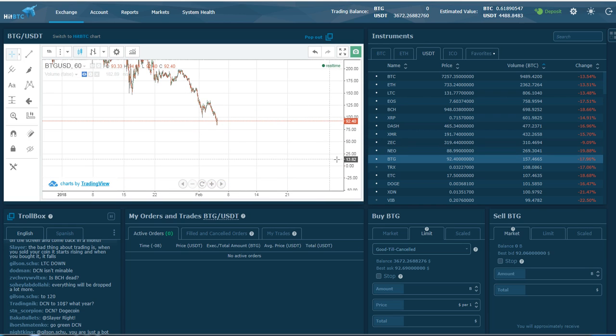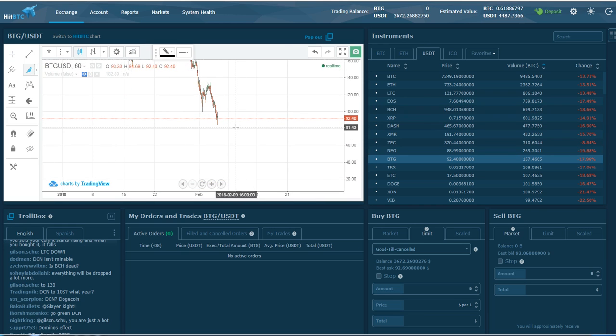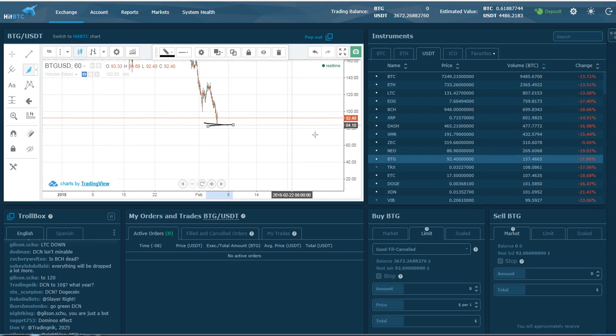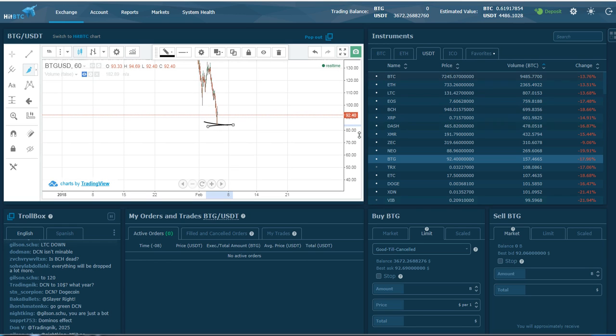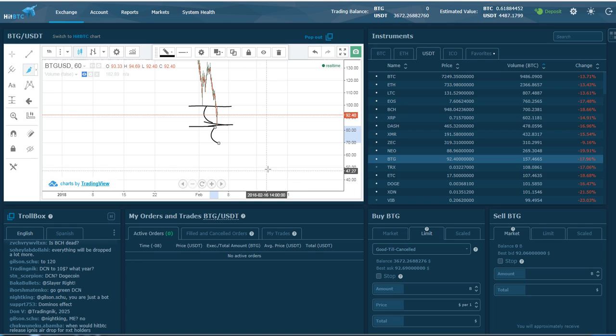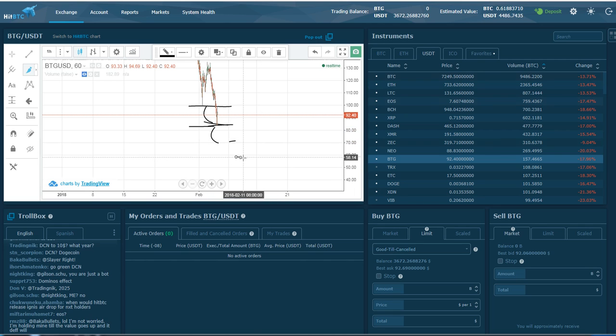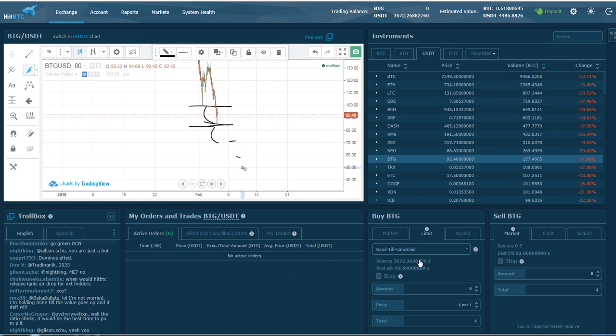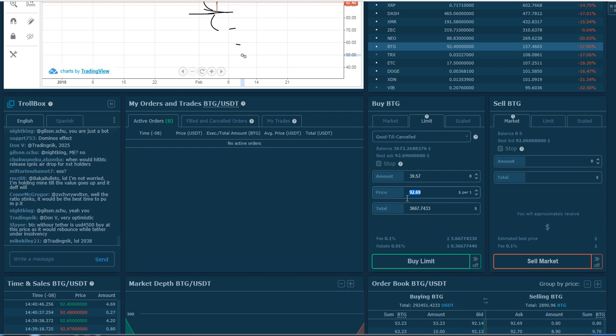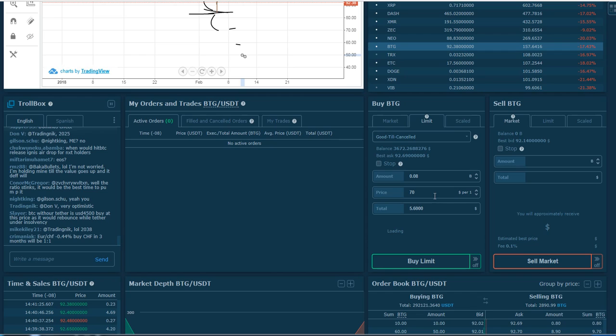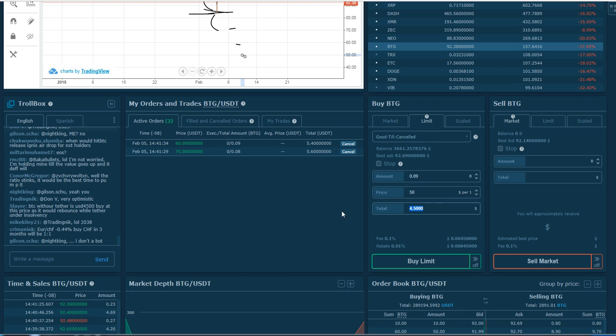Now, why am I setting all these orders here? Well, like I said, it's more of an alert, but it's also reminding me how far this could drop. If I draw a line there, draw a line there, so I'm going to set in 70, 60, and 50. Right, it's at 90. Why couldn't it go to 70? Alright, 70, 60, and 50.